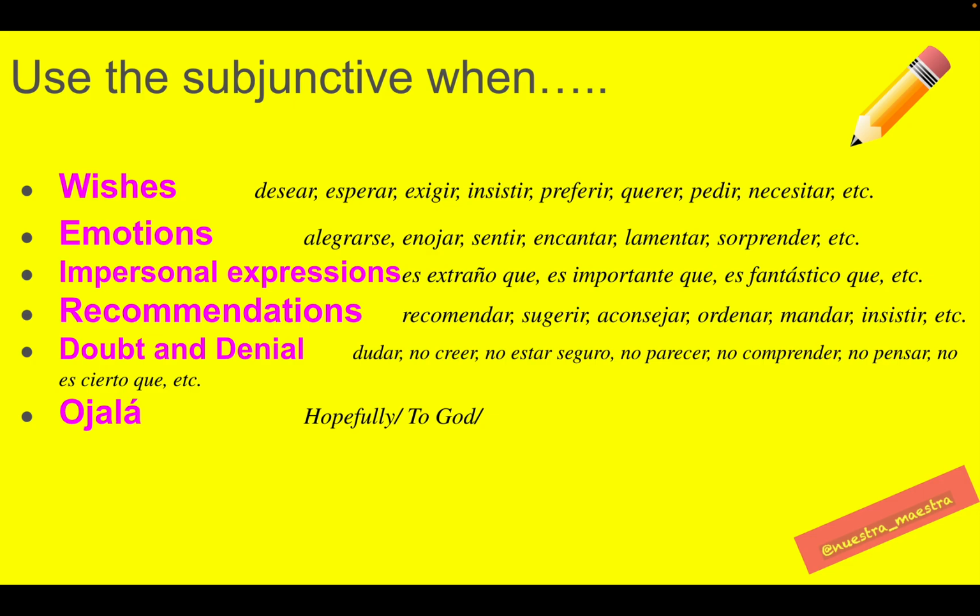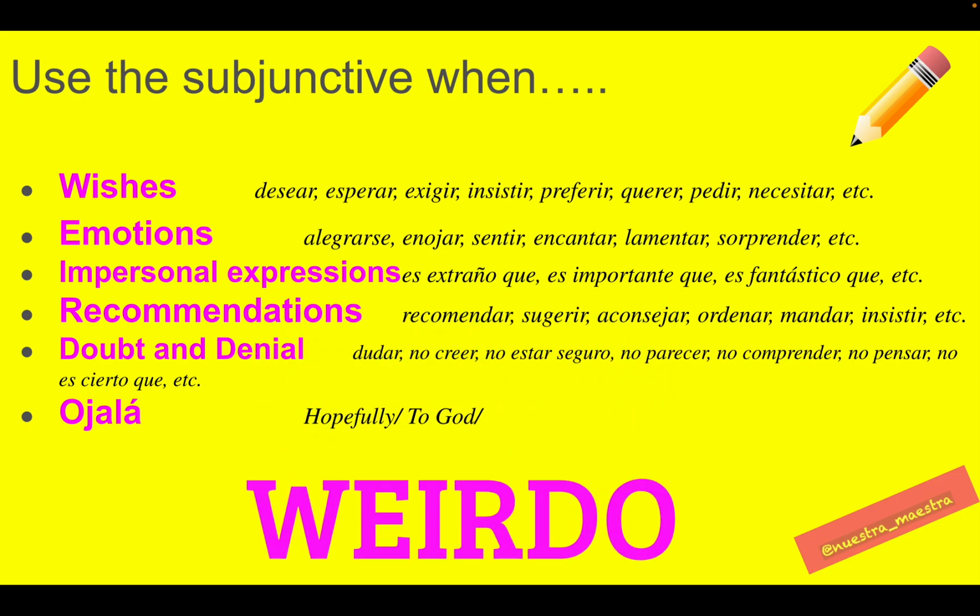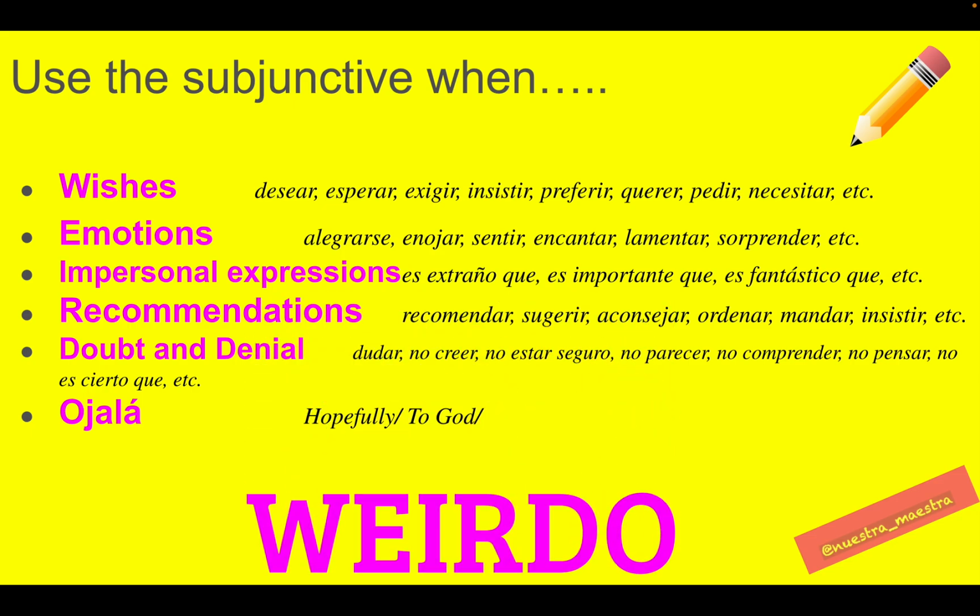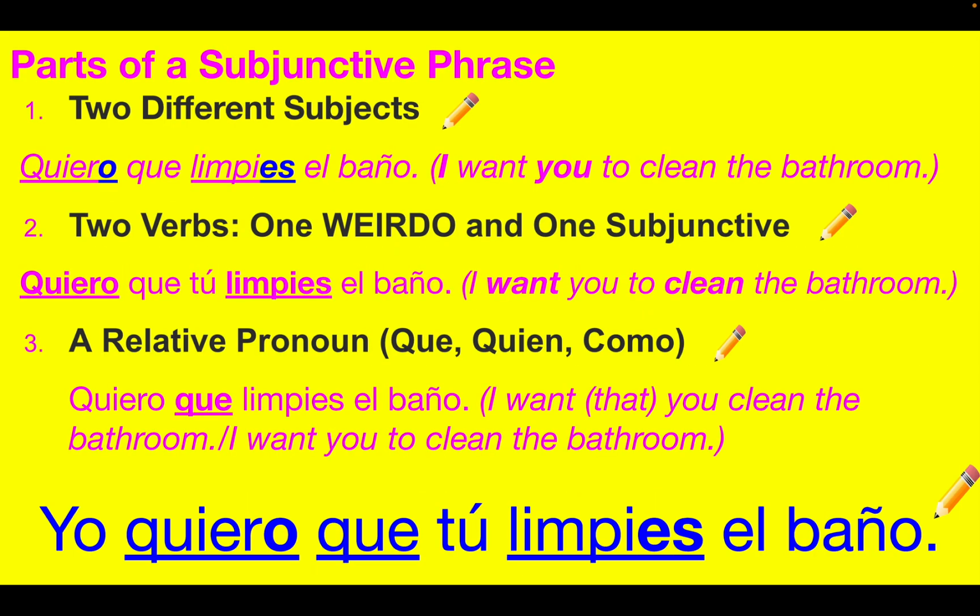And anytime you see ojalá, we must always use the subjunctive. Ojalá is that expression that means hopefully, or like to God. As you can hear, ojalá sounds like a word that comes from Arabic descent. These uses of the subjunctive form WEIRDO, and that'll help you remember this: wishes, emotions, impersonal expressions, recommendations, doubt and denial, and ojalá. Whenever you see ojalá, you are going to use the subjunctive.